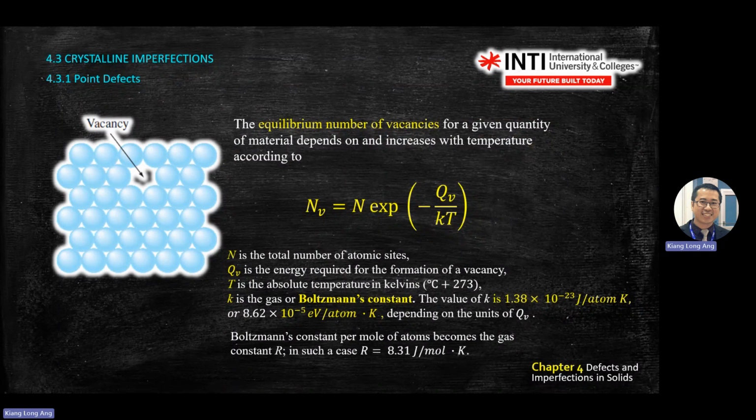EXP is e. There's a small e on your calculator, the orange colored one. You press that, then remember to use the exponential, which is a power of something. Then remember to use the brackets also. So the steps for this: you calculate Q divided by kT first. Then remember it's a negative sign, so it's an exponential of a negative value.